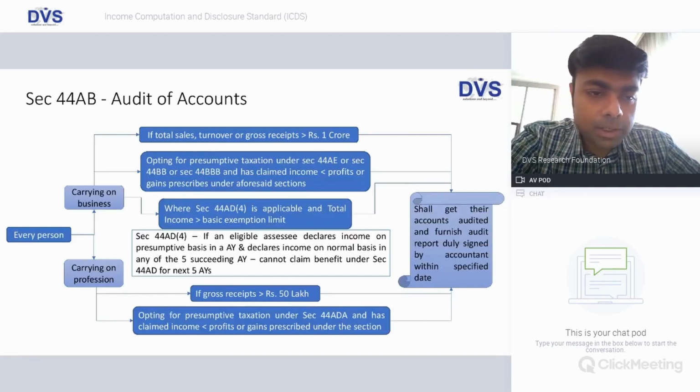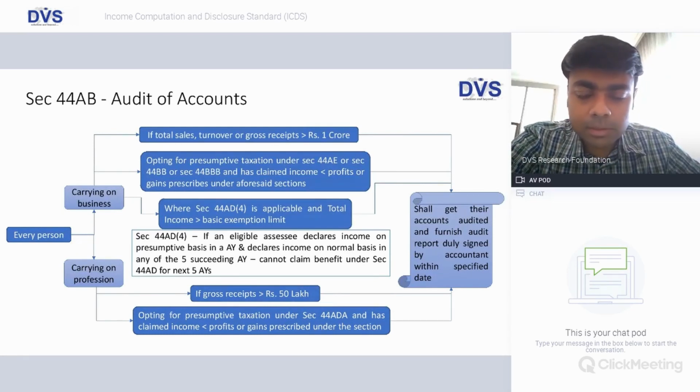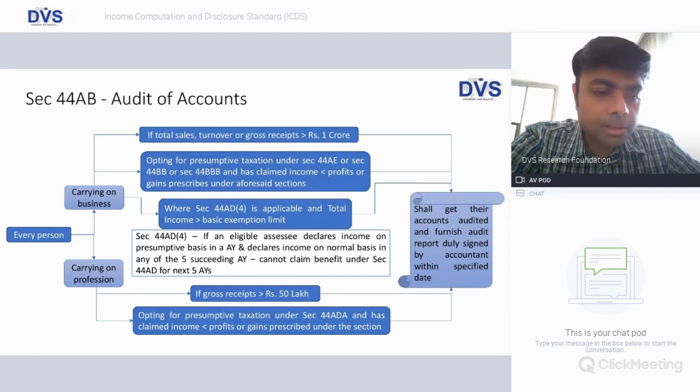Tax audit applies where the turnover exceeds 1 crore, or where an SSE comes under presumptive income when it shows an income which is lower than what is prescribed under those limits. Similarly, where an SSE comes under 44AD and the total income is greater than the exemption limit. And 44AD categorically applies to an SSE who declares income on a presumptive basis in any assessment year, and declares income on a regular basis in any of the 5 succeeding assessment years.